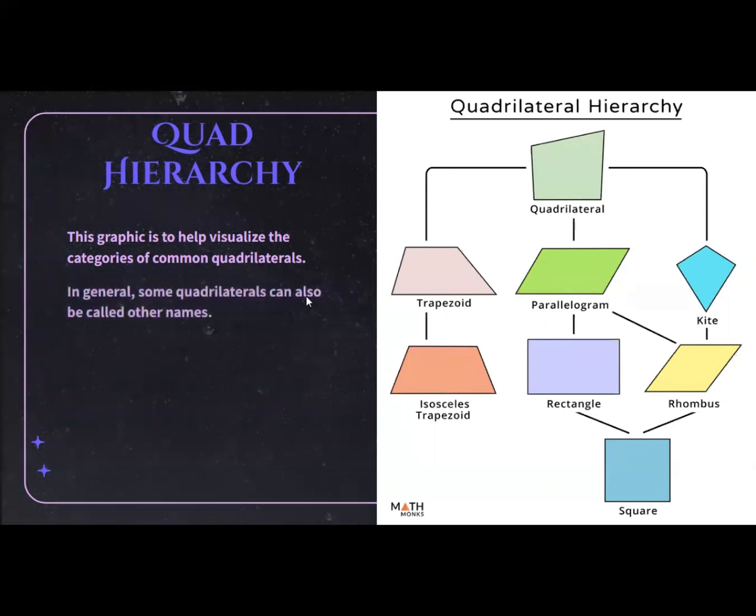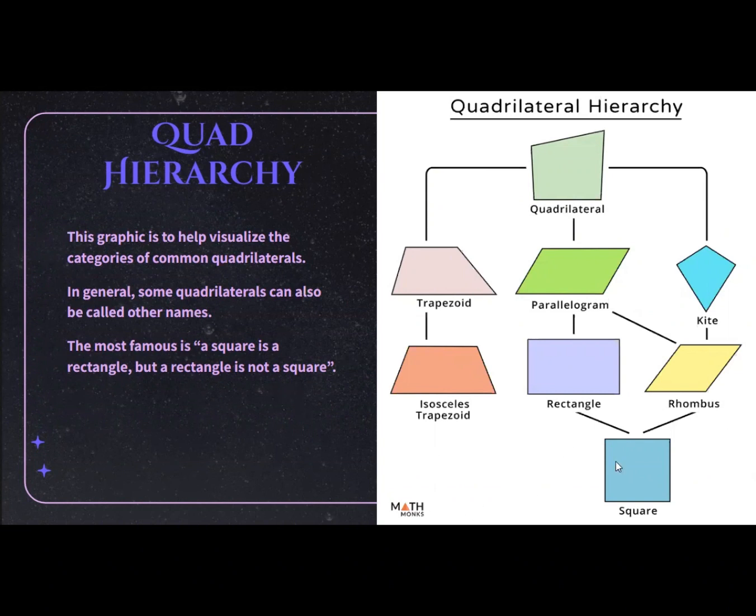Okay, so some quadrilaterals can also be called other names. I don't know if people have taken geometry already, but some people have heard that a square is a rectangle, but a rectangle is not a square. You can see the square is at the bottom of all these classifications.